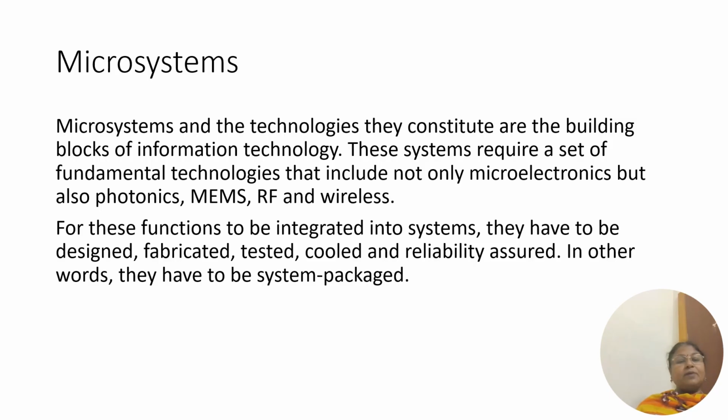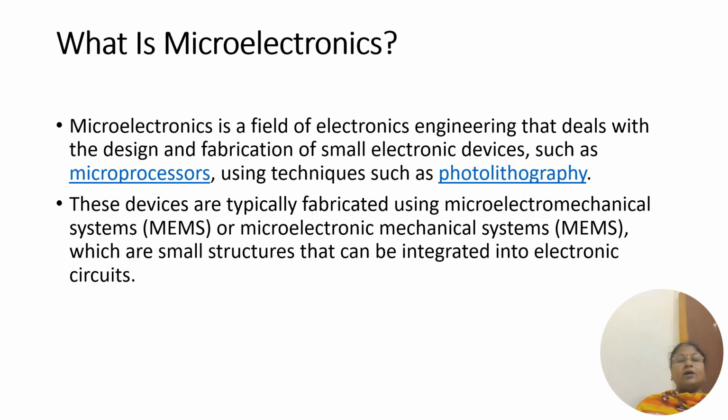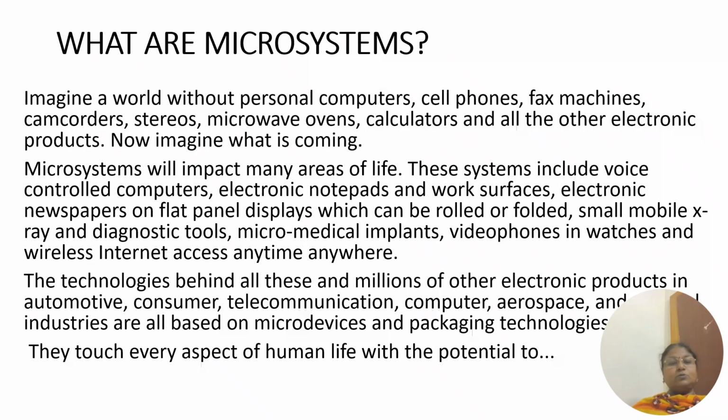Say if it's going to be a system package, how is the unit going to look, and microelectronics. So there should be a clear-cut distinction or difference between microsystems and microelectronics. The field of electronics deals with the design and fabrication of very small devices, such as the microprocessor, and a lot of techniques are involved, with lithography followed by etching, and monolithic IC fabrication design techniques also. So these designs are going to be fabricated with a MEMS or micro electromechanical system where the structures are very small and thereby are integrated into the electronic circuits.